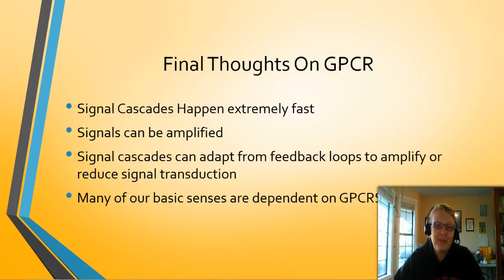These signals can be amplified. They can trigger secondary responses. There's a variety of things. Remember, it's all those functions we talked about in topic 1. And the signal cascades can adapt from feedback loops, and it amplifies or reduces that signal. So if they even get the signal and the cell says, no, no, no, we don't need to do that, it'll back down that signal transduction. It's not this thing that once it starts, it can't be stopped. Feedback loops play a huge role in this. And it's many of our basic senses, and just allowing you to watch this presentation, as I just said, come from GPCRs. So I can't really understate how important GPCRs are.